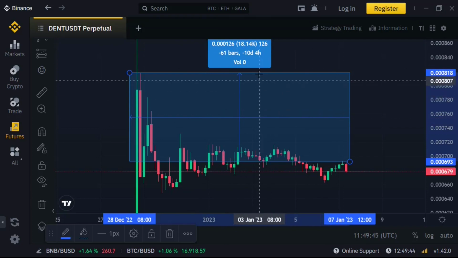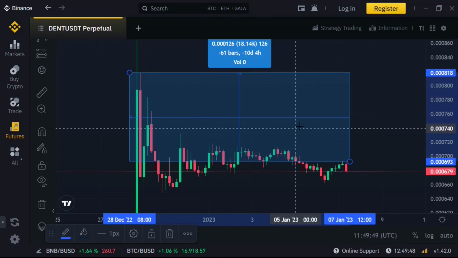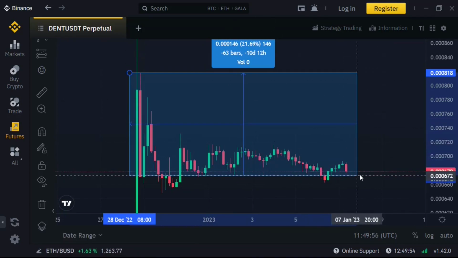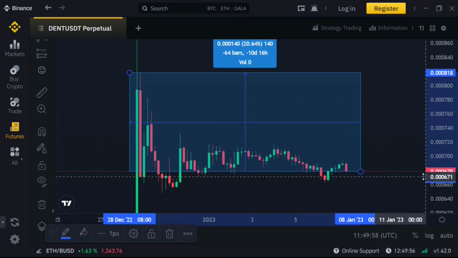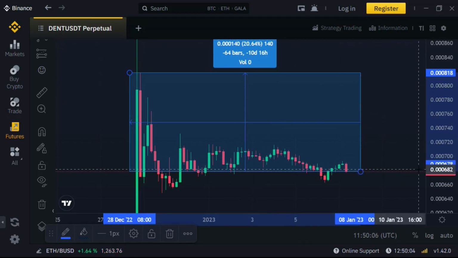So as you can see on the candlestick price chart data, the most current bearish transaction of the DENT USDT cryptocurrency pair is currently trading at 20.64%, which is a little higher than our entry price. So be patient and get ready to place your short trade order soon.